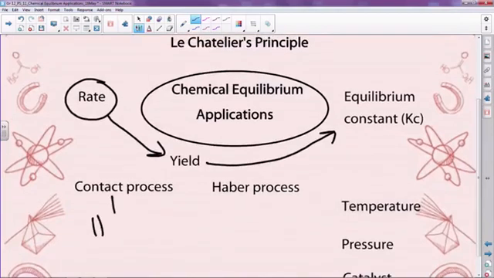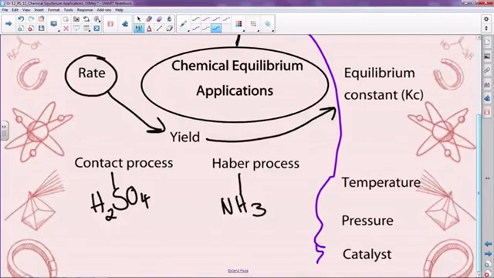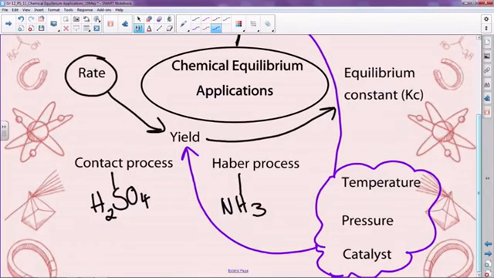Remember, the contact process creates sulfuric acid, and the Haber process creates ammonia. When we do fertilizer later, I've got interesting stories about the Haber process, so it's actually quite important, and why the contact process is called the contact process. We're not going to worry about that now. But using Le Chatelier's principle, which is what we did last week, we looked at temperature, pressure, catalyst, all of these things, and we've got to consider how these things affect the yield in my industrial processes. So we need to have those.